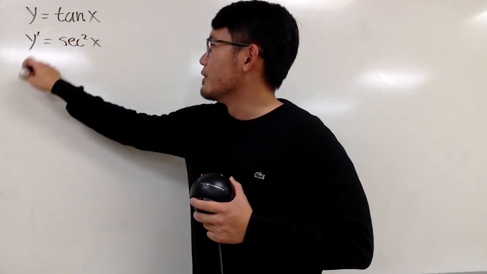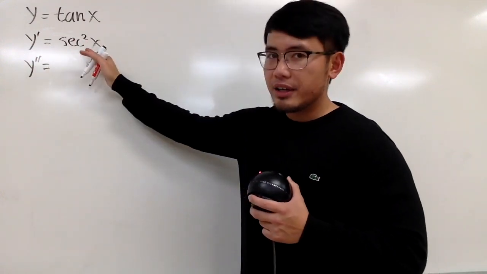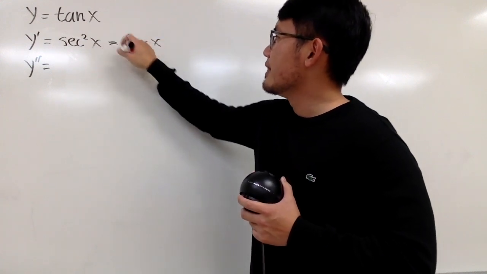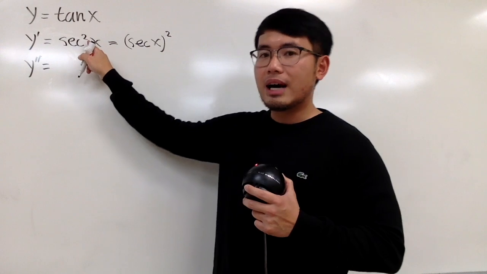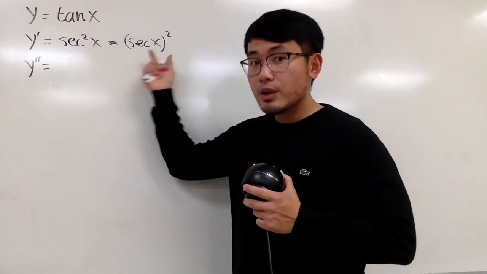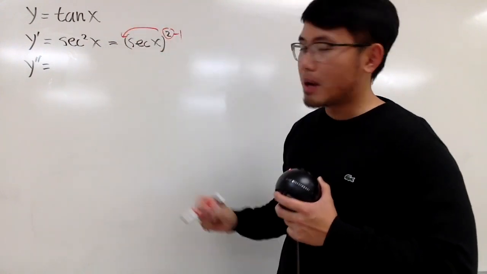Now, we are going to differentiate this so we can get the second derivative. And maybe it's also a good idea to look at this as secant x inside and then raised to the second power when you have the power right here. With that being said, when you differentiate this, what we do first is bring the power to the front and then minus 1 for the power, right?